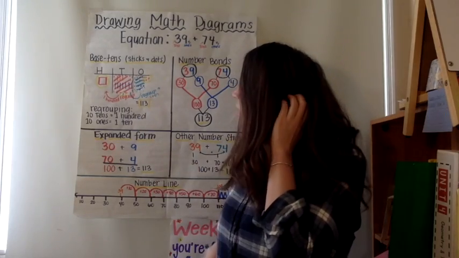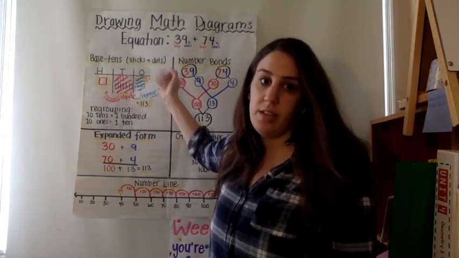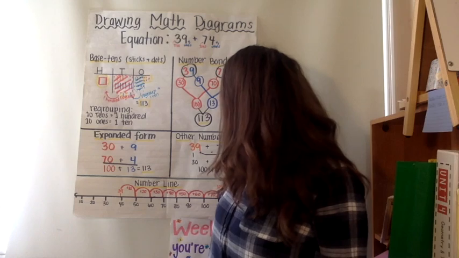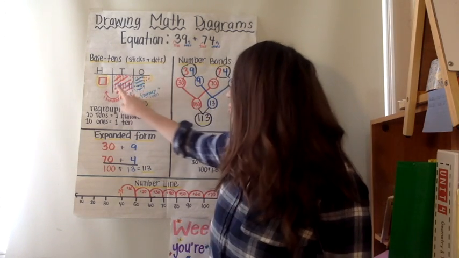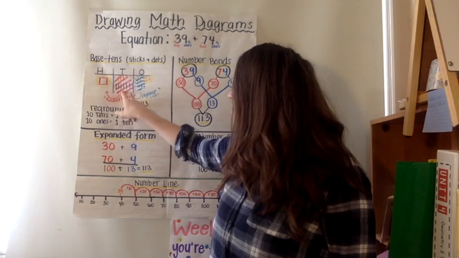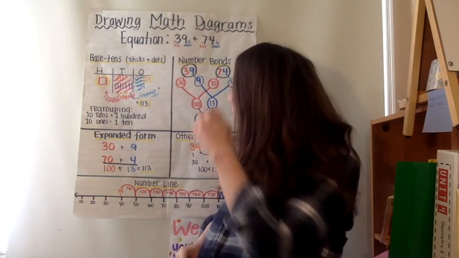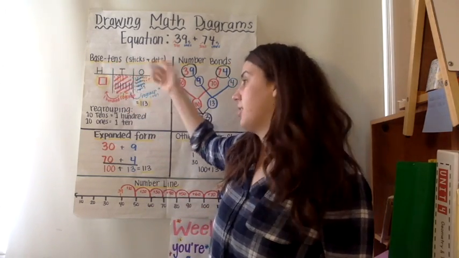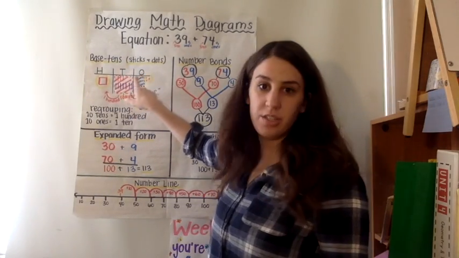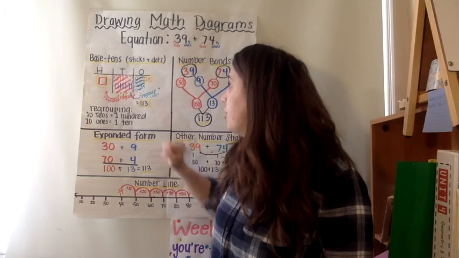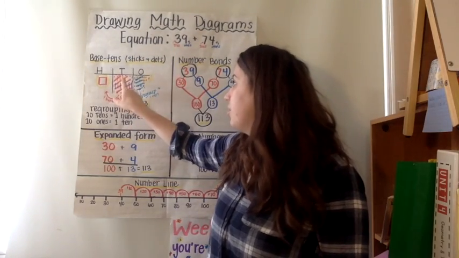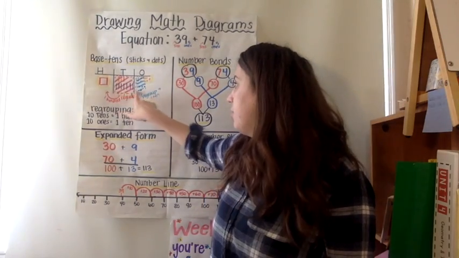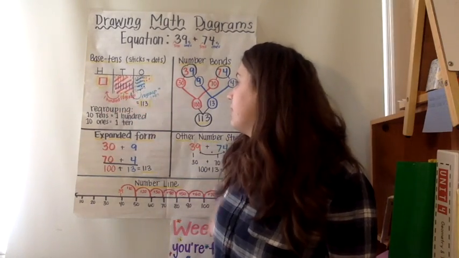Here we have our base tens, or our sticks and dots. So I made a little chart. I labeled it HTO for hundreds, tens, and ones. One strategy that you could use is base tens, sticks and dots. I drew a hundreds, tens, and ones chart here. I drew the 39 in orange, so I have 1, 2, 3 tens and 9 ones. And then I drew the 74 in purple, 7 tens, 4 ones.